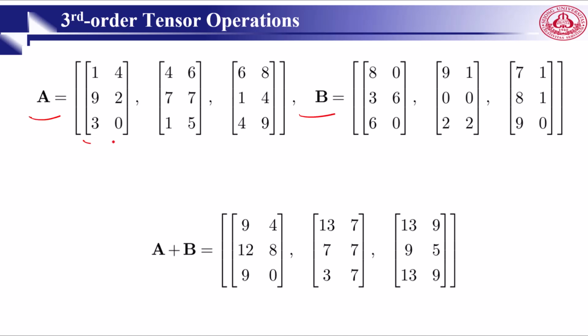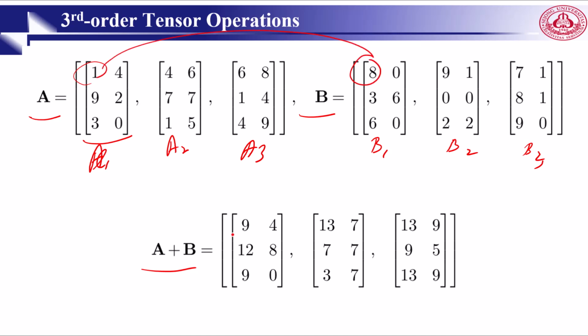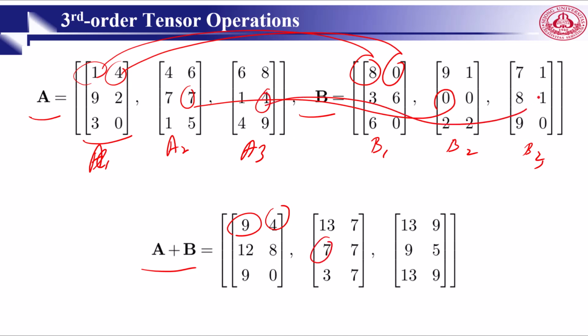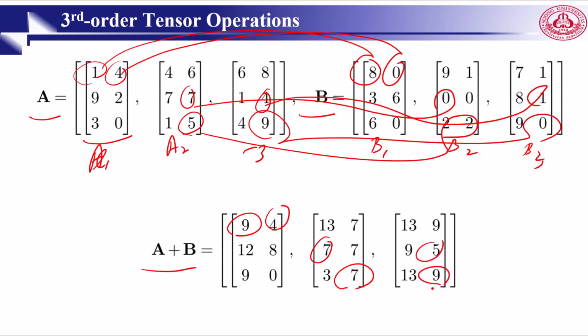As you can see here, layer number 1, or you can say A1, A2, and A3. This one B1, B2, and B3, right? So we want to do first summation. Summation is very easy, element-wise summation, right? So 1 plus 8, 9, 4 plus 0, 4, 7 plus 0, 7, 4 plus 1, 5, right? 5 plus 2, 7, 9 plus 0, 9, right?